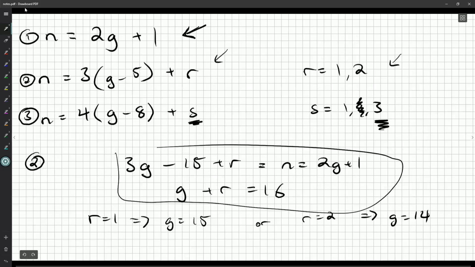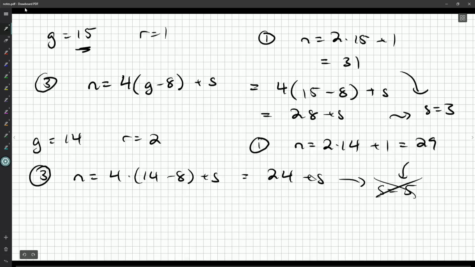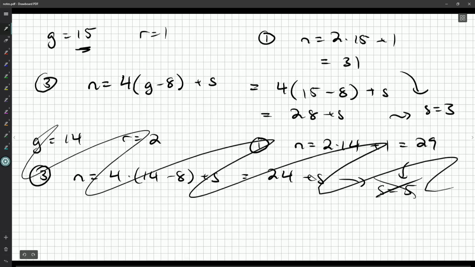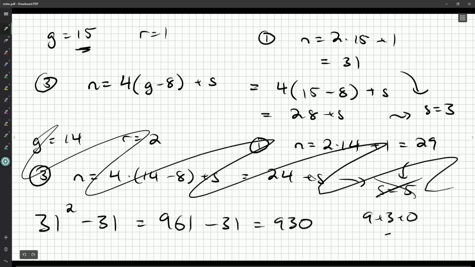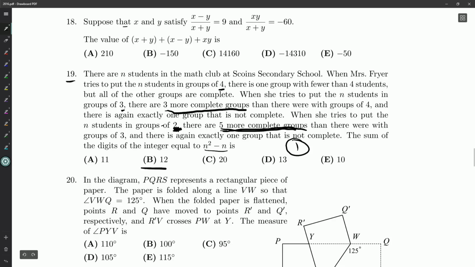We were told that you had g minus 8, or 8 fewer than when you split them into 2, and then you have one incomplete group. S could only be 1 or 3. So S can't be 5. So that means this case is impossible, and so S is 3 and n is 31. If I do 31 squared minus 31, and feel free to grab a calculator if you need to, you'll get 930, and the sum of the digits 9 plus 3 plus 0 is 12. So 12 is going to be our answer, and that's B.